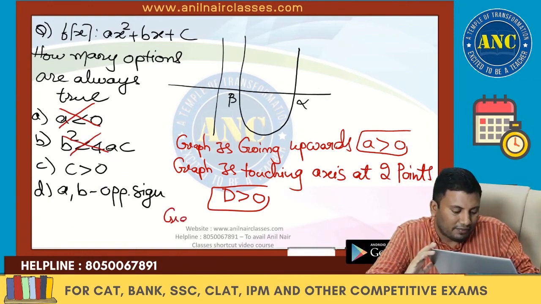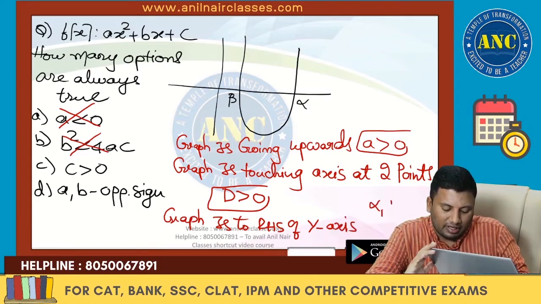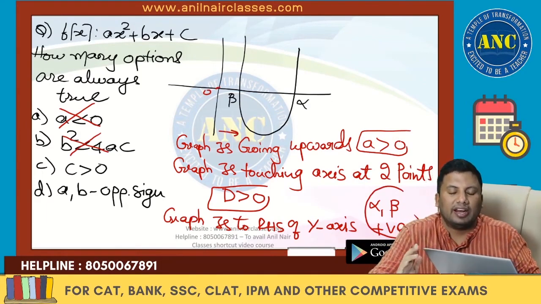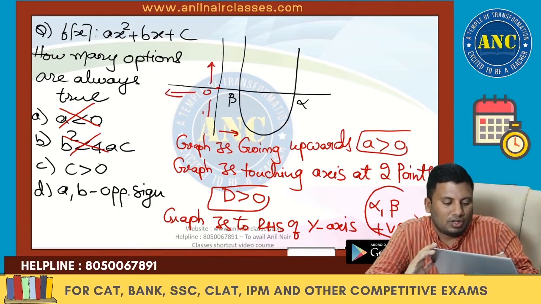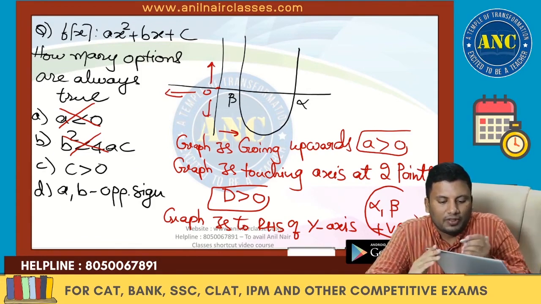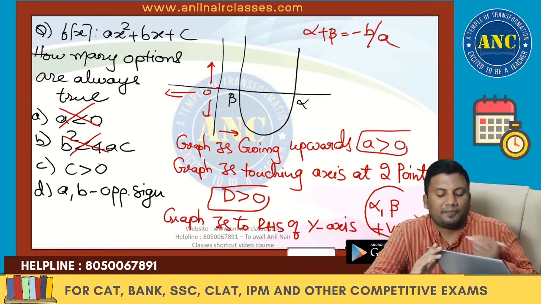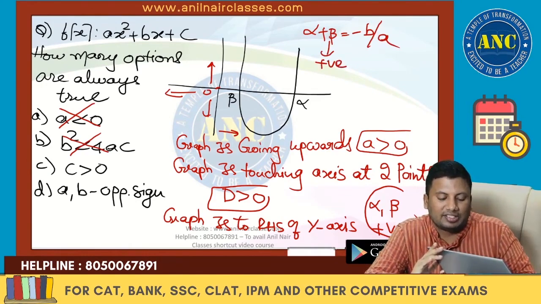The graph is to the RHS of the y-axis. That means alpha and beta are positive, because anything to the right of 0 is positive. Now alpha plus beta is nothing but minus b by a. Alpha and beta both are positive, so here it is positive.